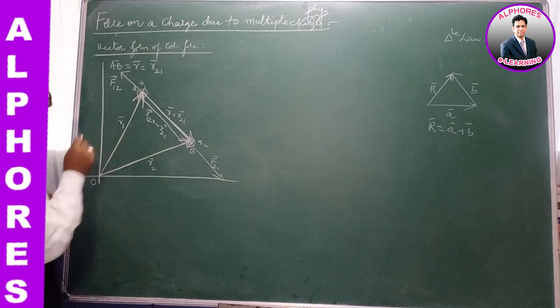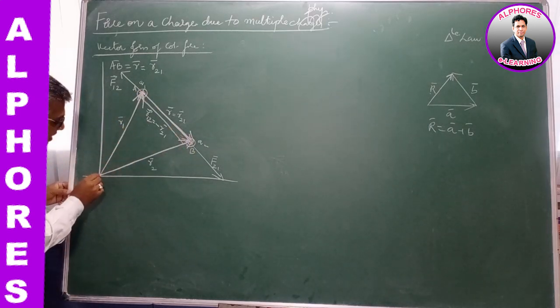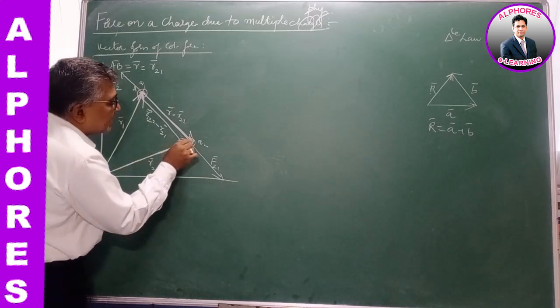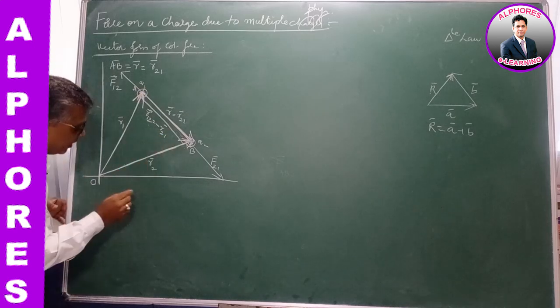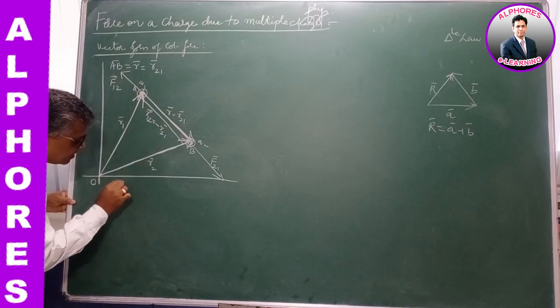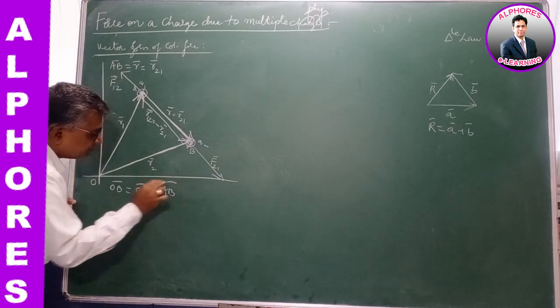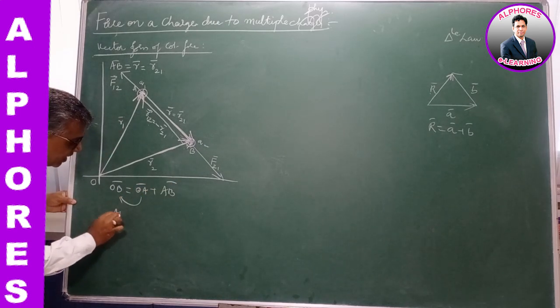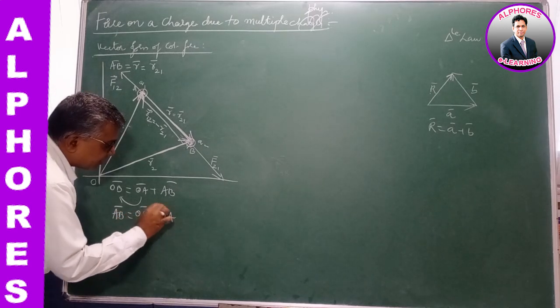So from this, OA and AB are the two sides of a triangle taken in order, and OB bar is the third side in reverse. So OB bar is the resultant of OA and AB. So OB bar is equal to OA bar plus AB bar. So take this side: AB bar is equal to OB bar minus OA bar.